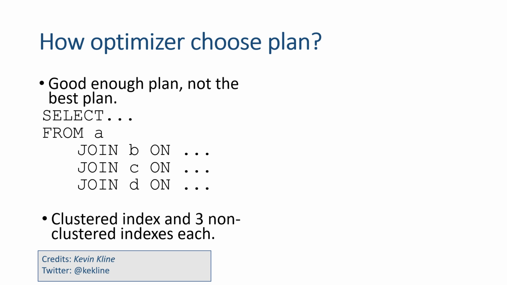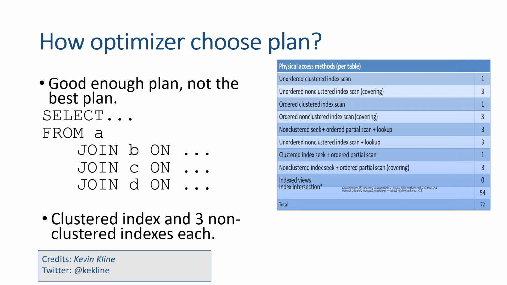In order for the optimizer to choose the best plan instead of a good plan, it has to analyze 72 different physical access methods per table. Just imagine, we just have a simple 4-table join here, and 72 per table, so 72 times 4. These physical access methods mean whether the optimizer has to use the clustered index or non-clustered index, or whether it has to do a seek or scan. Per table, it has to analyze 72 of them.